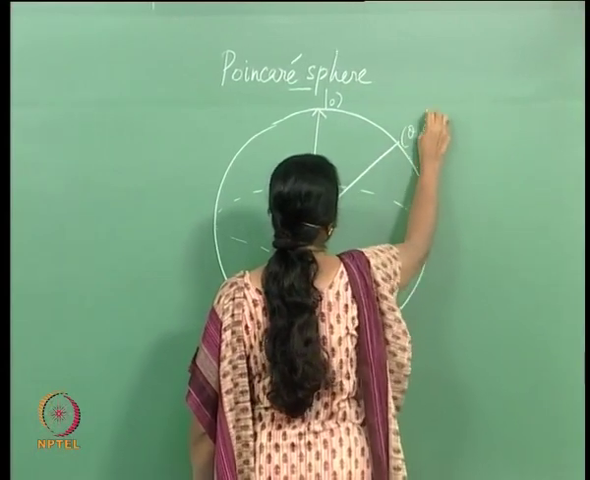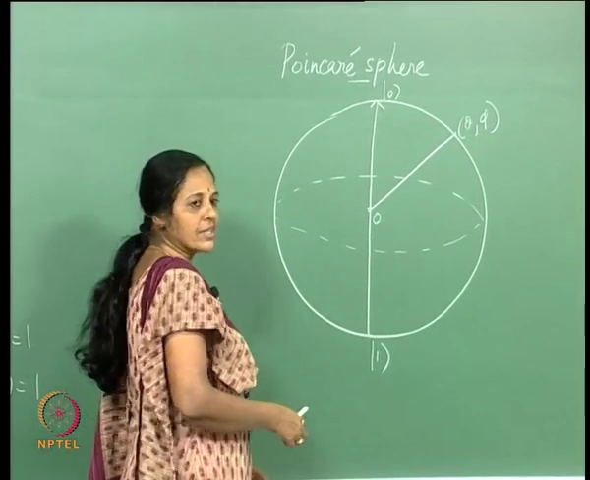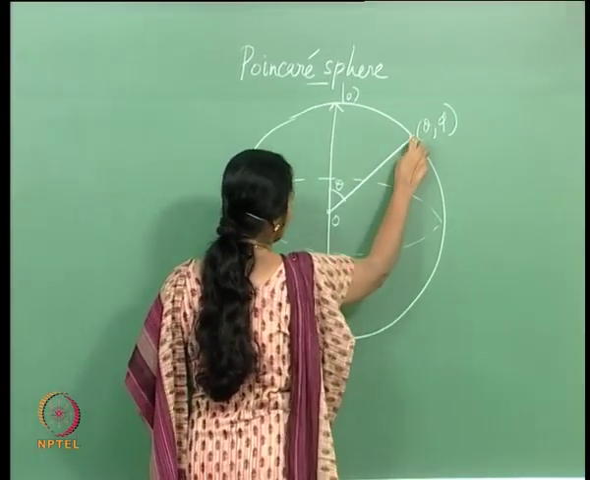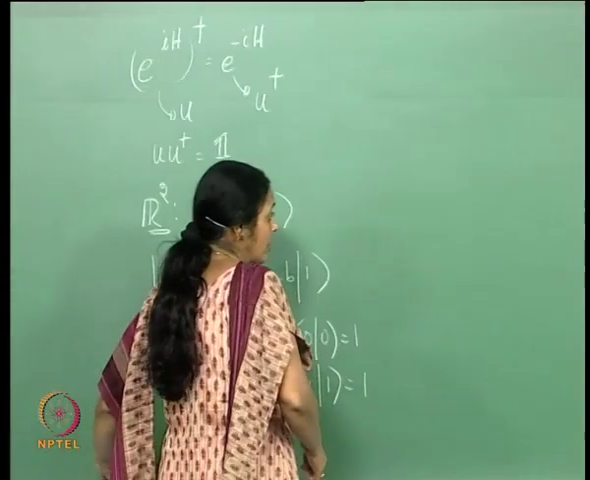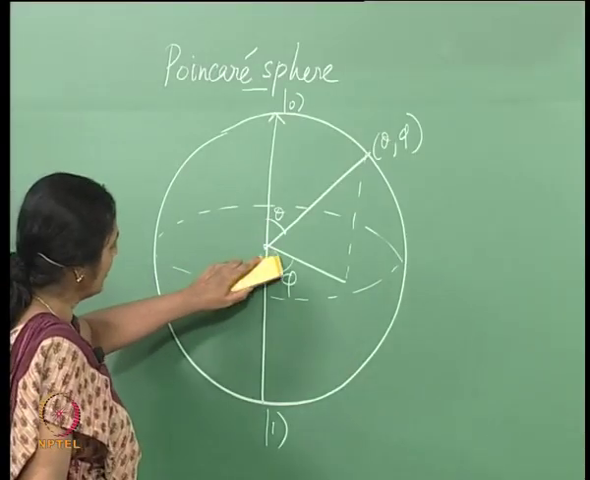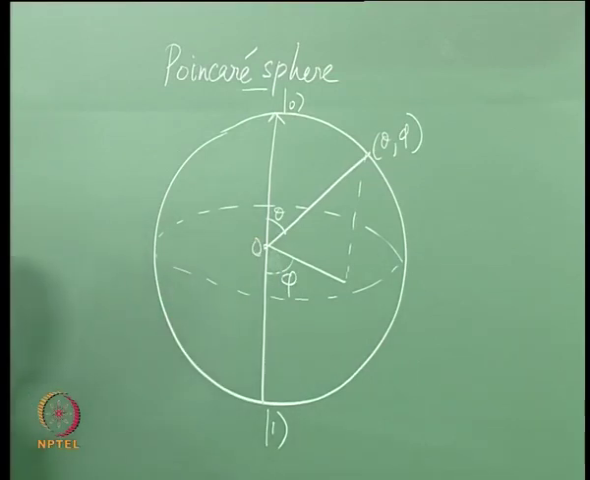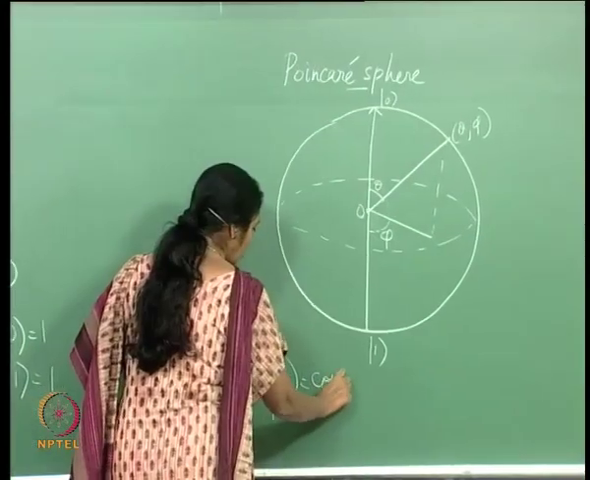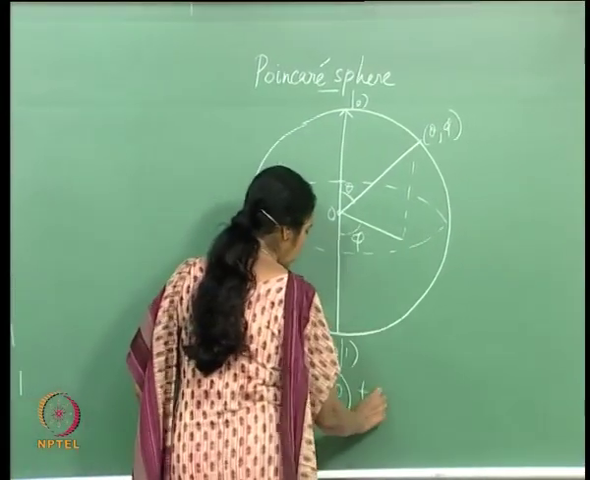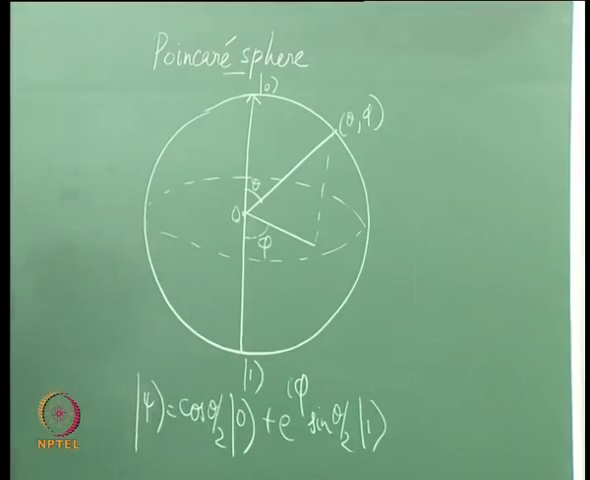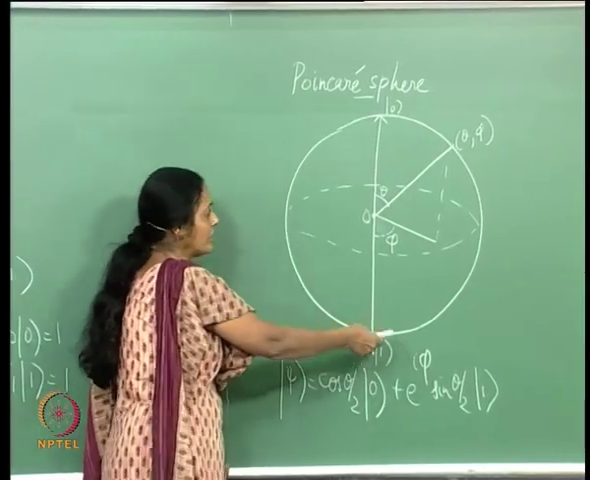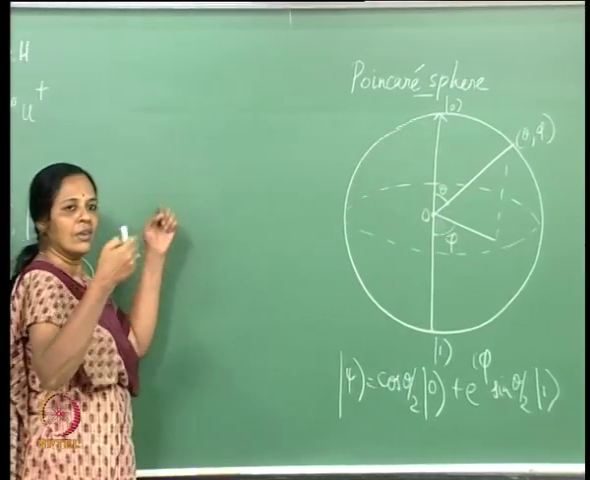Any point here is represented by the coordinates theta and phi, where this is theta and that is phi. So polar and azimuthal angles, that's the origin. So I can represent any qubit here as cos(theta/2) ket 0 plus e^(i phi) sin(theta/2) ket 1. And as theta and phi take different values, I get various qubits all sitting on top of the sphere.